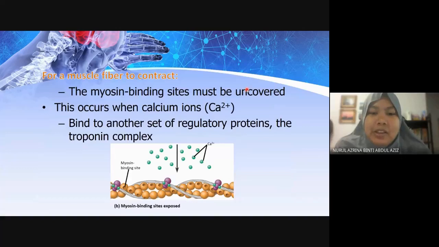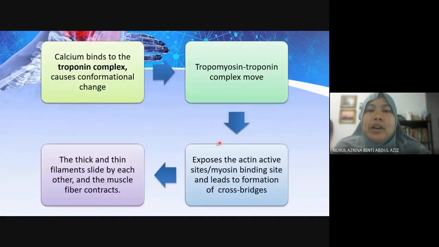Okay, ni you tengok ni. So bila calcium bind to the troponin complex, it cause this conformational changes. Akan berlaku sedikit perubahan. And that's what happened. The tropomyosin complex move aside. Dia macam seolah-olah dia pergi ke tepi dan dia buka. Dia mendedahkan siapa nama ni? Myosin binding site. Okay, right. So as troponin-tropomyosin complex move aside, it exposed the actin active site or the myosin binding site just now and thus lead to the formation of cross bridge.